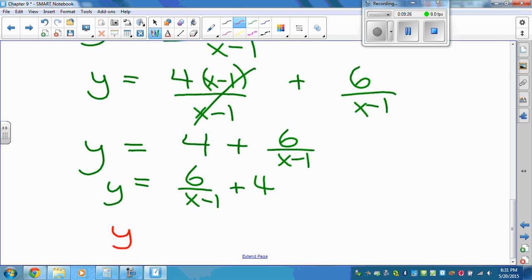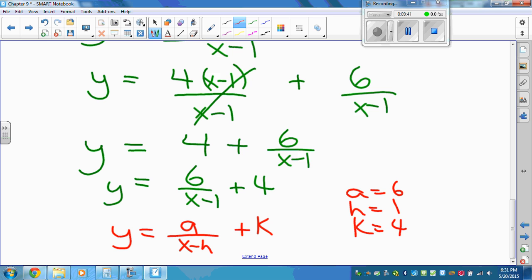What I wanted was y equals a over x minus h plus k. So my a value here is 6. My h value is 1, not negative 1, careful. And k is 4. So that's a little trick for the assignment we're going to do. You're going to have to be able to convert back and forth.